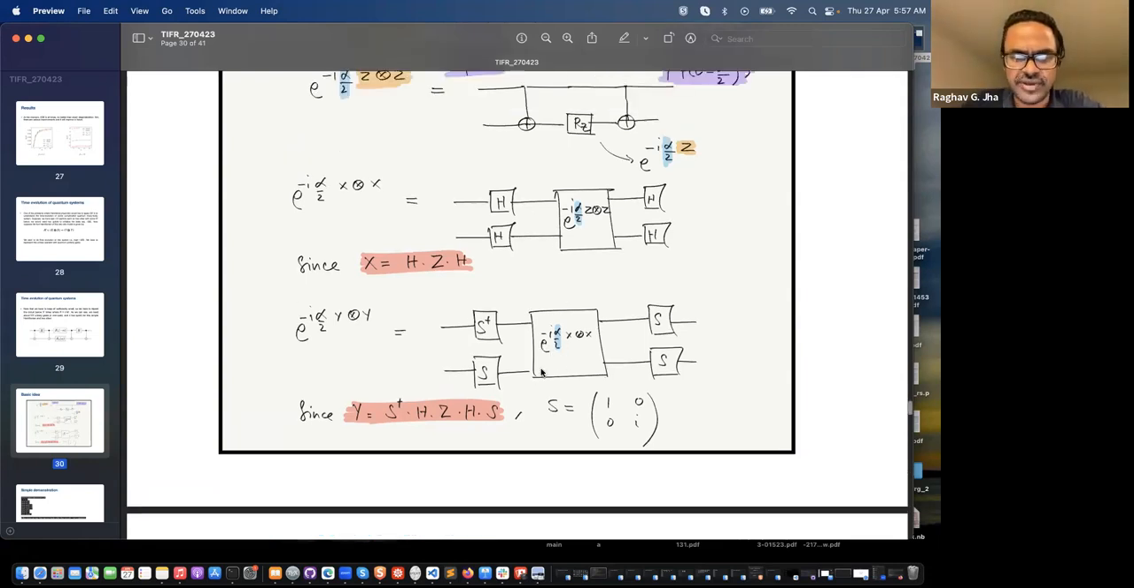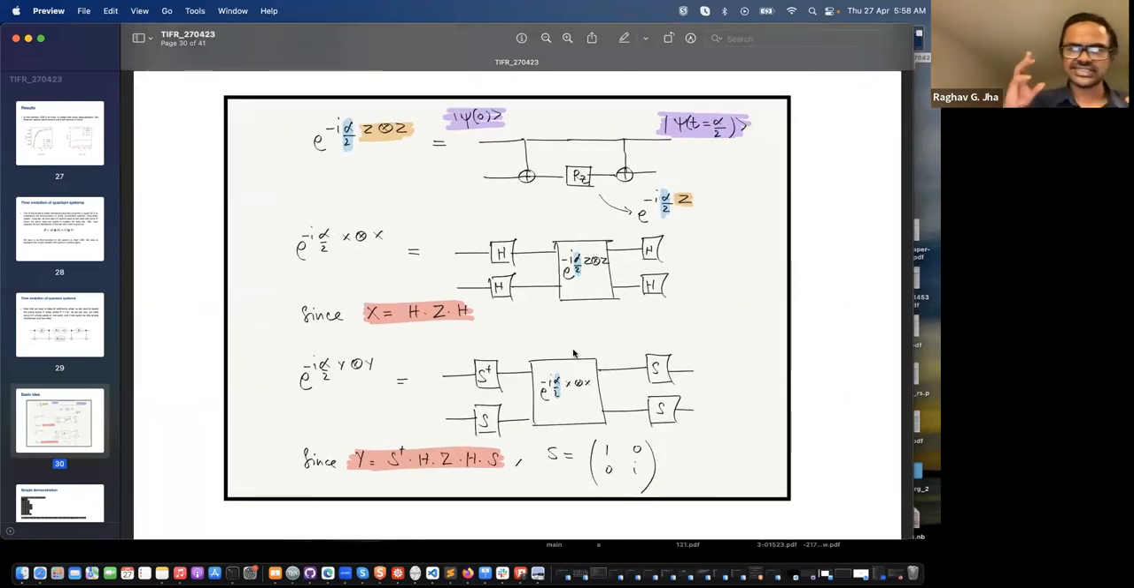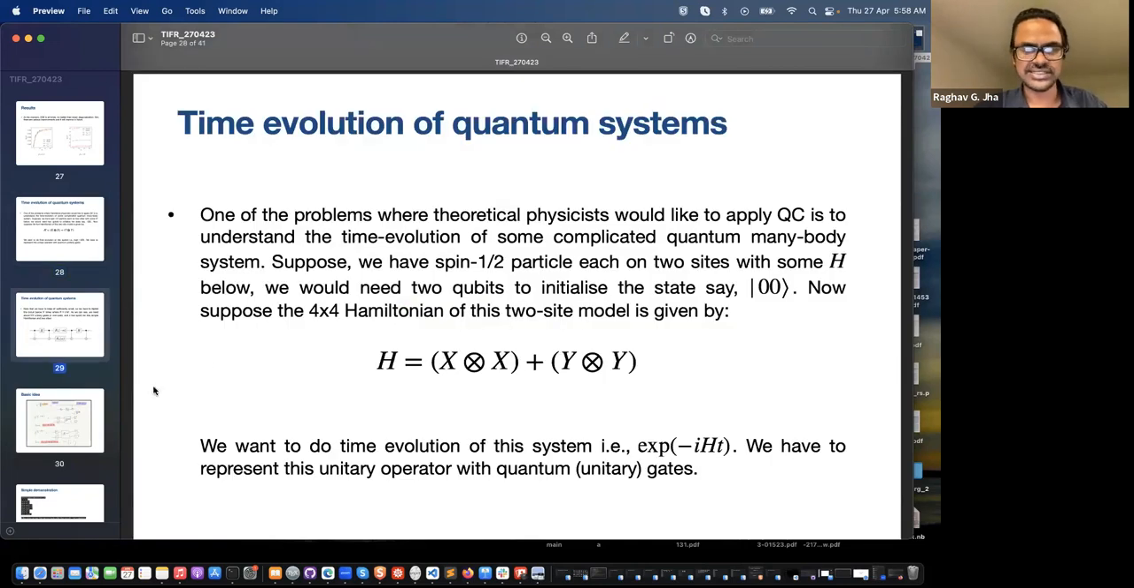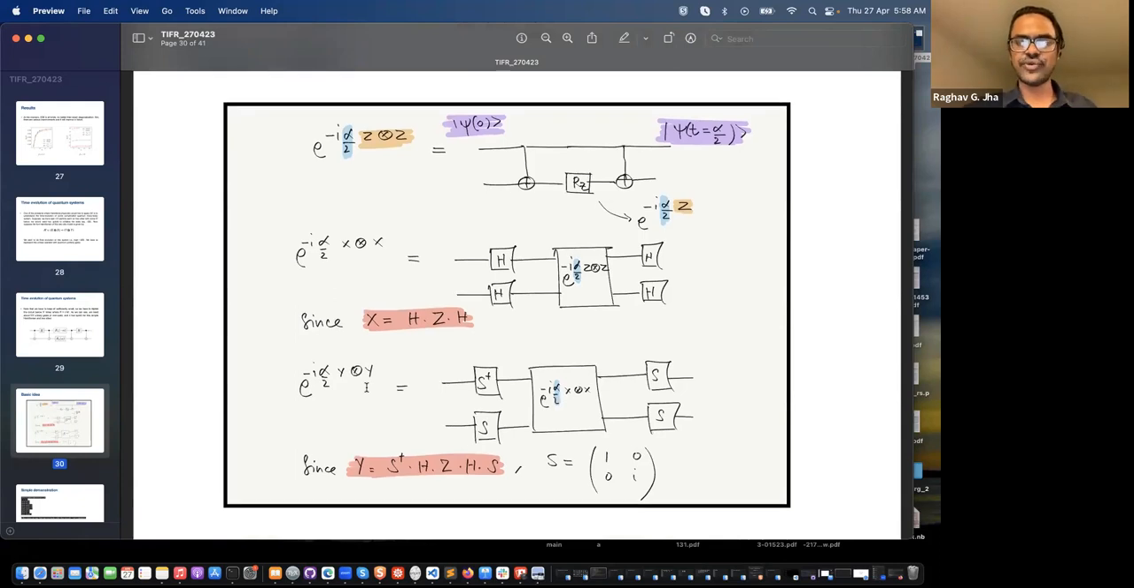We exponentiate the same thing which we saw above, and that will give us the YY, right? So this is how we can construct, say, ZZ, XX, YY. And as I already showed you, this is the circuit for XX plus YY. So any Pauli string can be efficiently simulated by unitary gates.